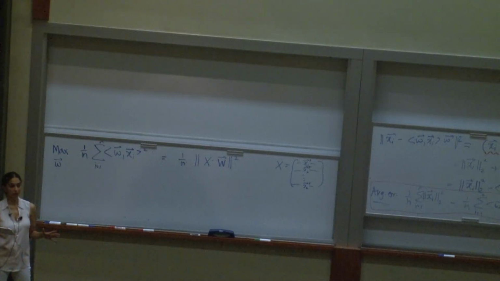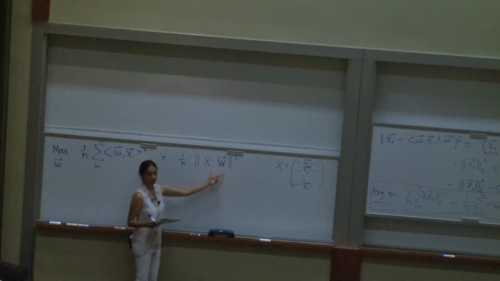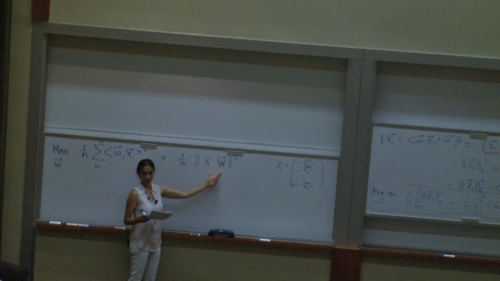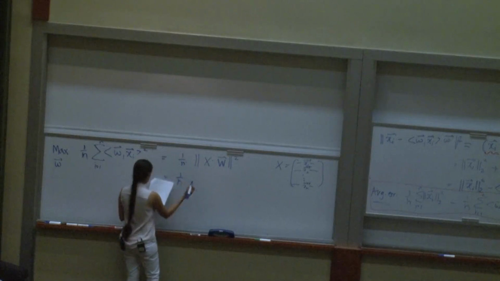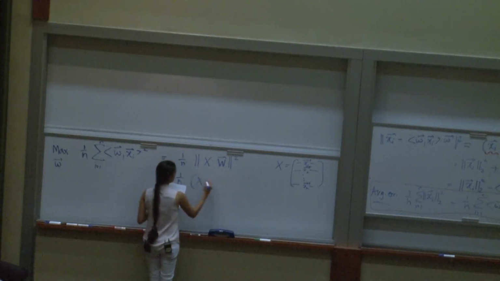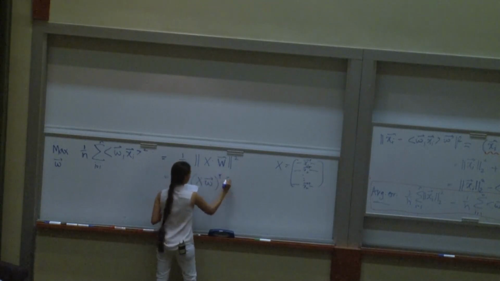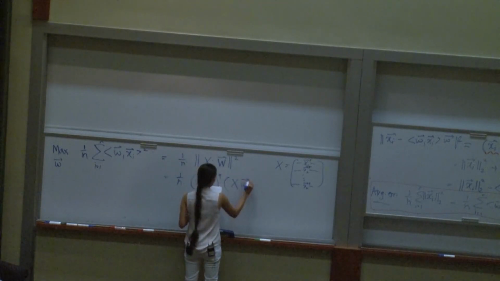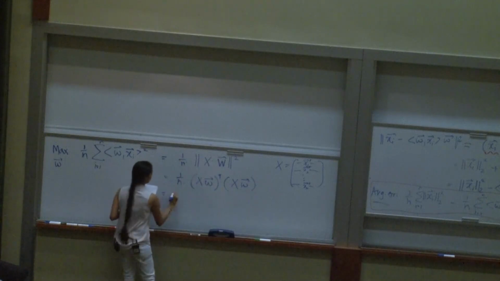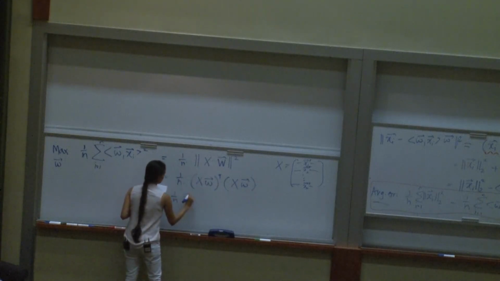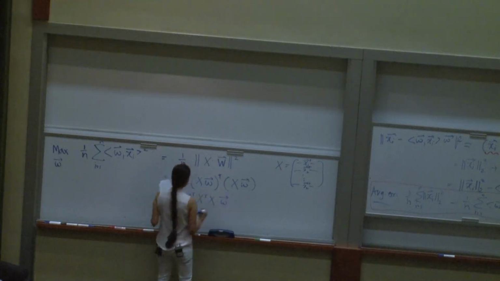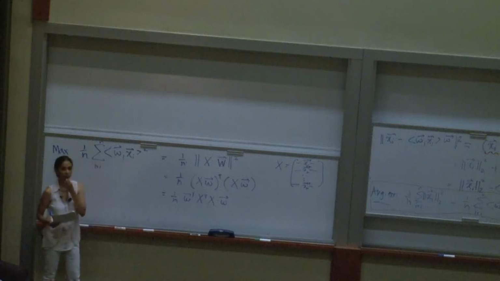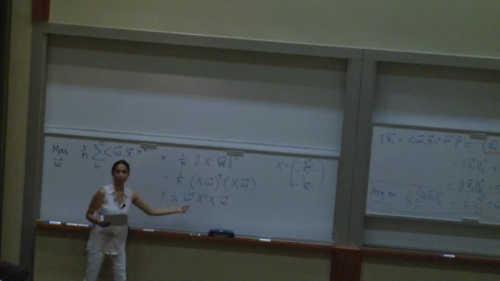It's a norm squared. So this is a vector, right? This is an n by 1 vector. So I can write this again as (Xw) transpose times Xw, which is equal to 1 over n w transpose X transpose X w. Right? Okay, so I did need X transpose X.